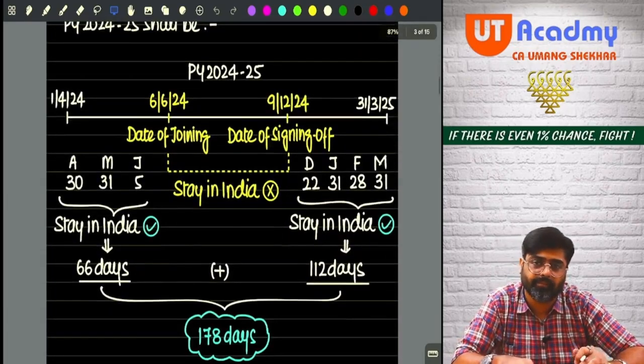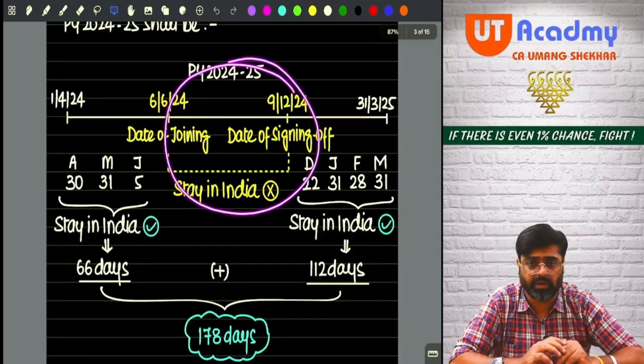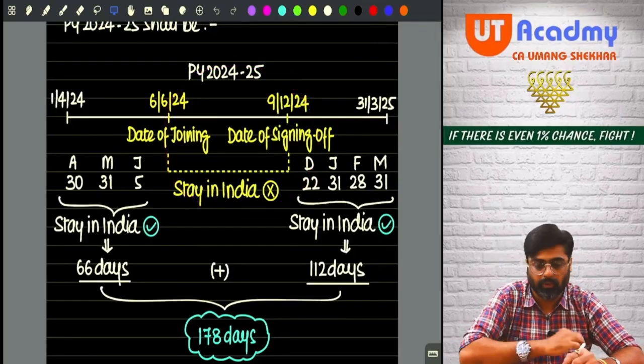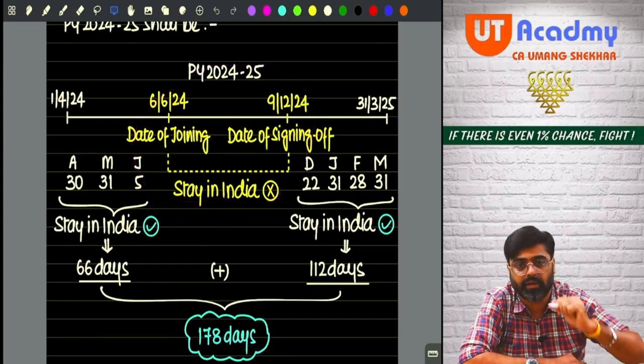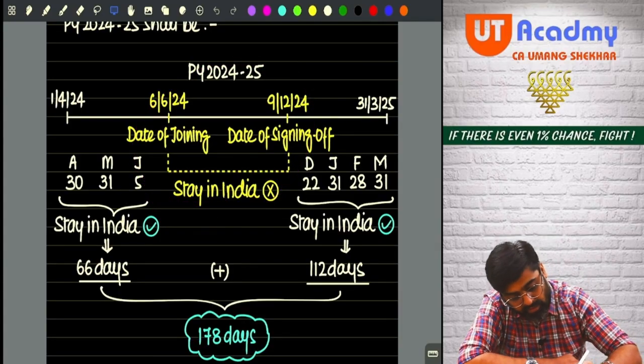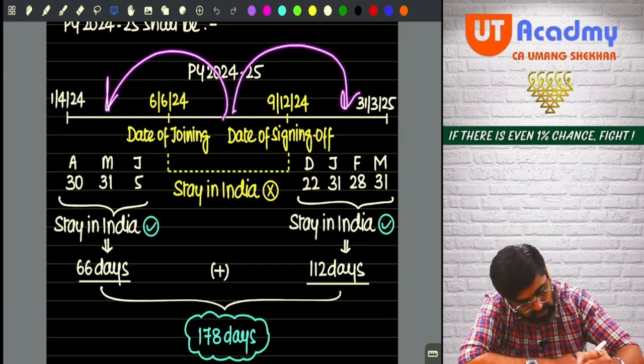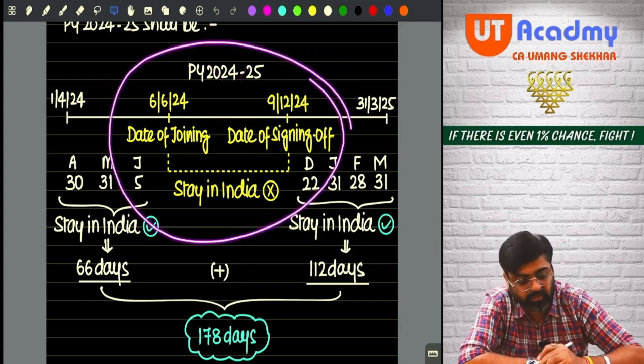Sir, this period you have not included, no? As a stay in India. Why not included? Why have you taken only this period? Why have you not included this period?